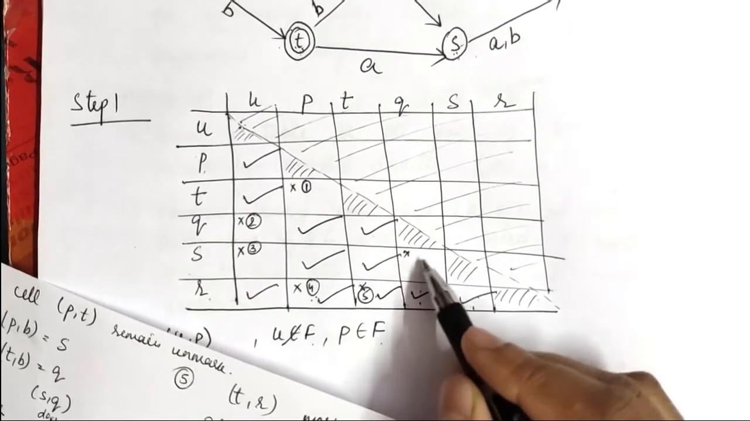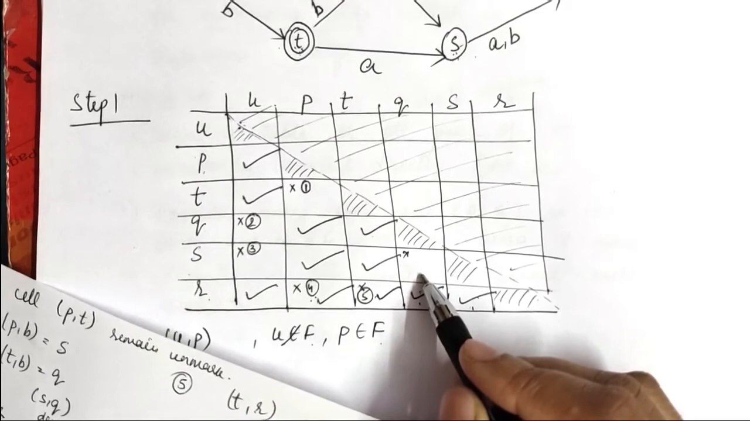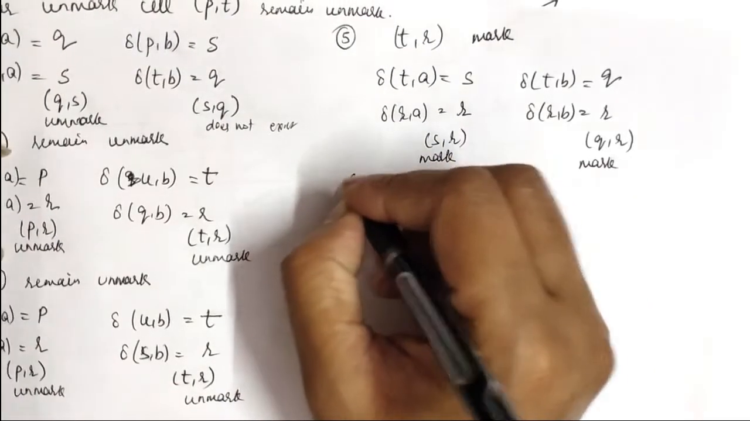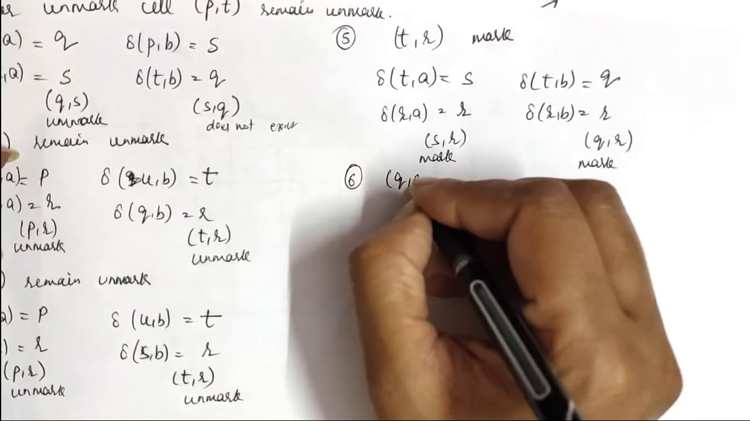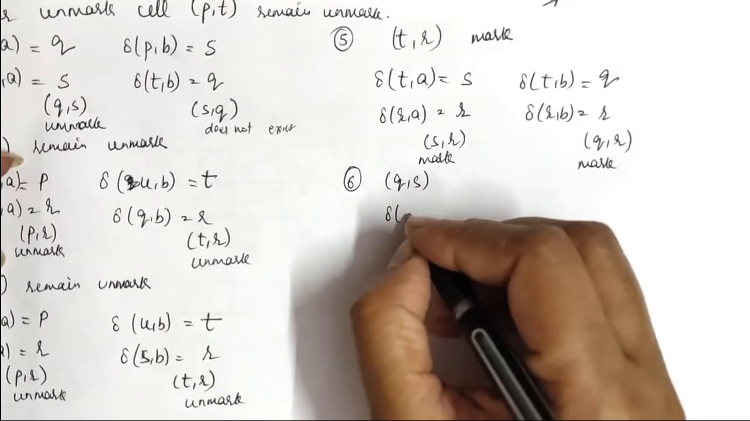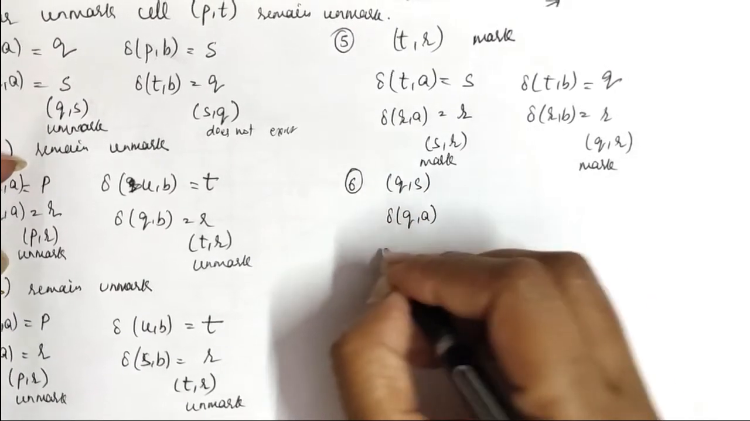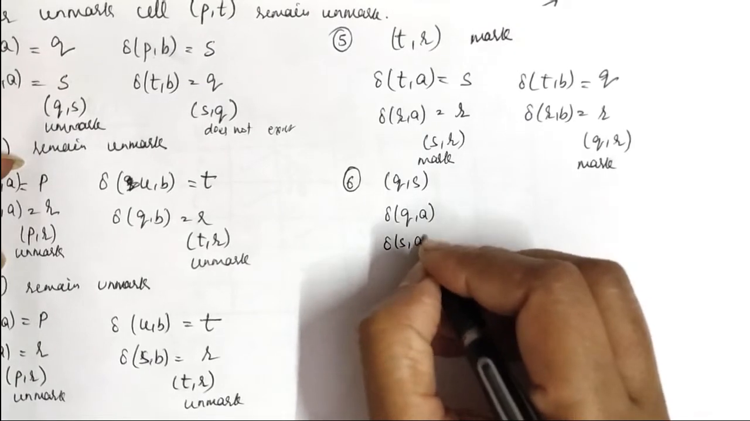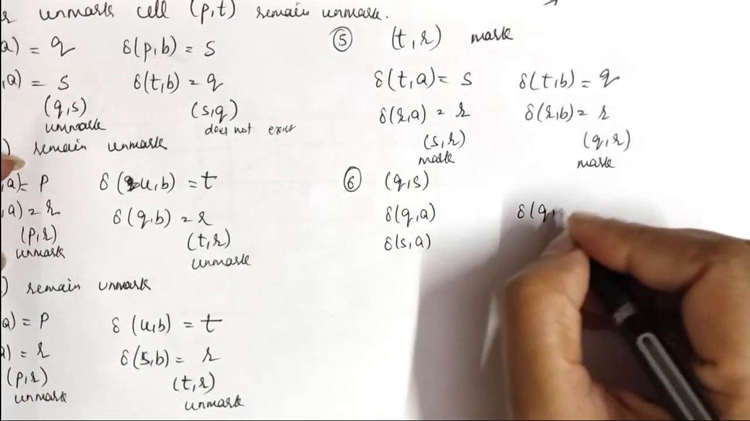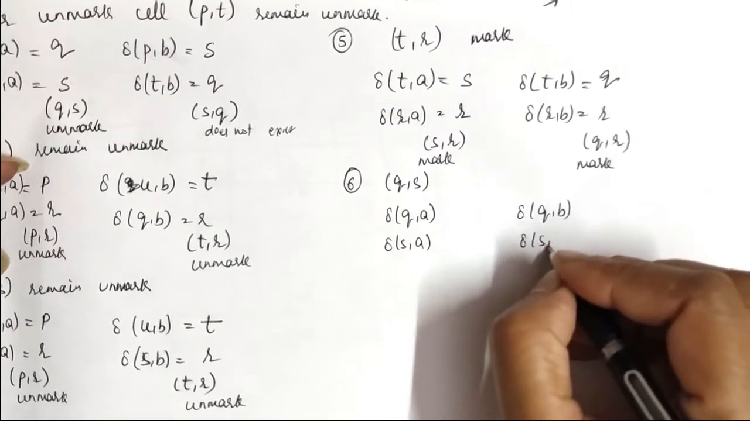Now the last unmarked pair will be Q comma S. If we calculate Q comma S, we get the functions Q comma A, S comma A, Q comma B and S comma B.